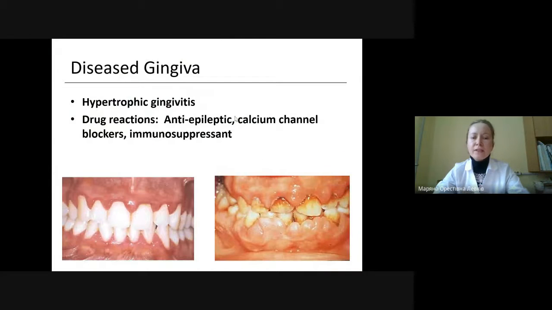If gingiva is diseased, it can be in the form of gingivitis. So here you can see hypertrophic gingivitis. And hypertrophic gingivitis as a result of adverse effect of some drugs, for example, anti-epileptic, calcium channel blockers, immunosuppressants.